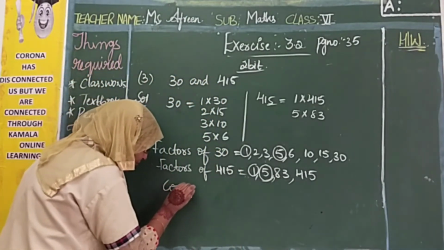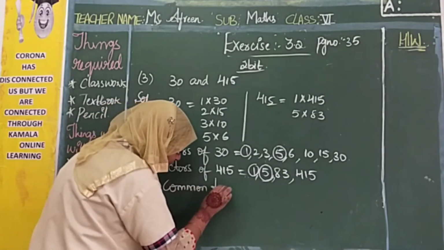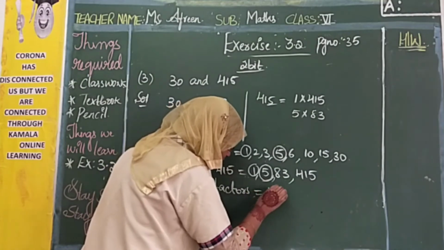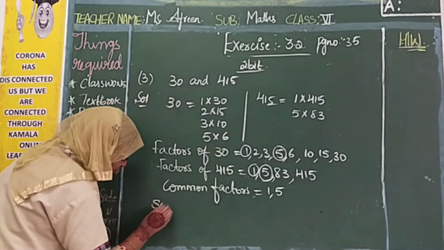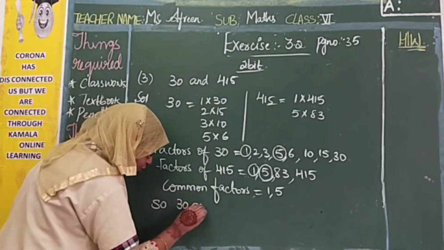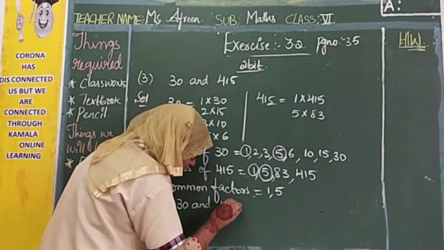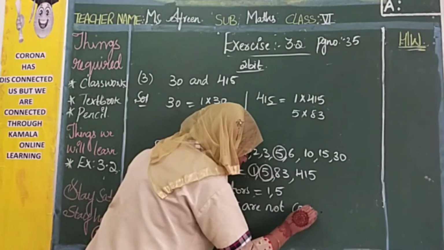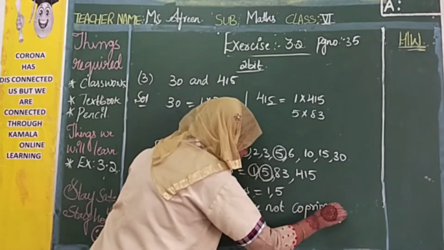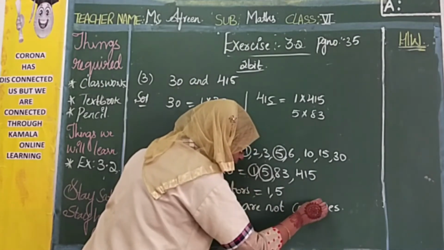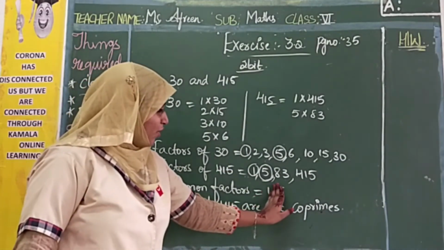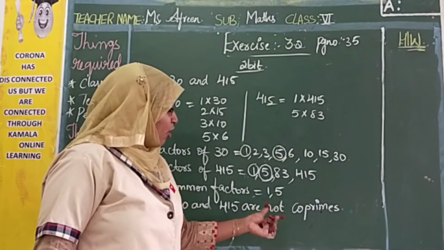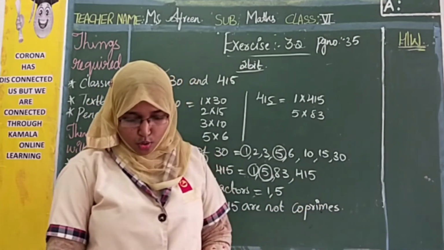So common factors. What are the common factors? 1, 5. So 30 and 415 are not co-primes. Only if it is 1, then it is a co-prime. But here there are two common factors, so this is not a co-prime.